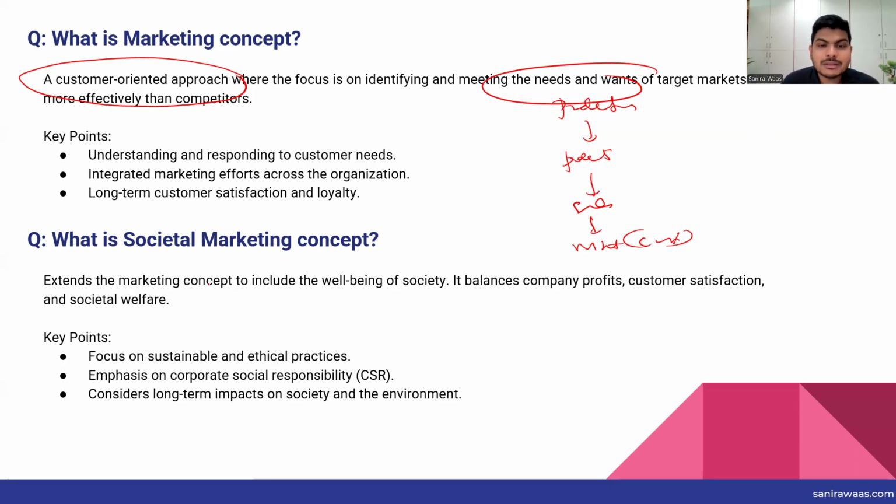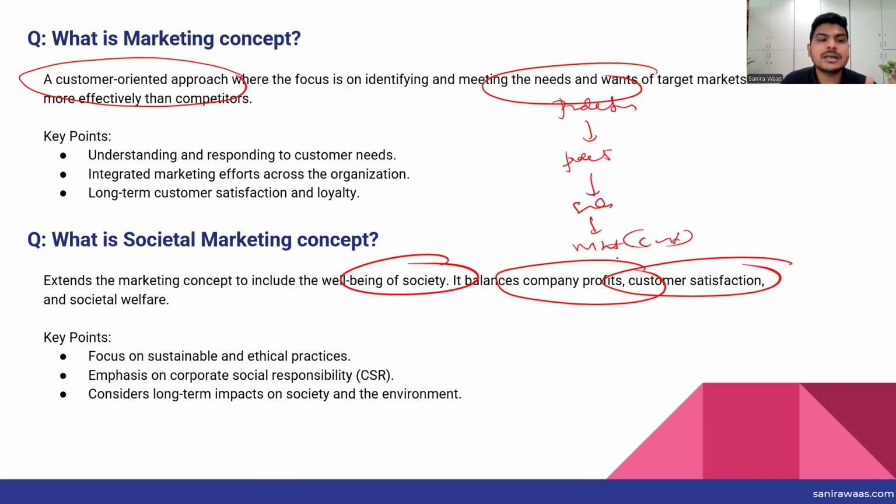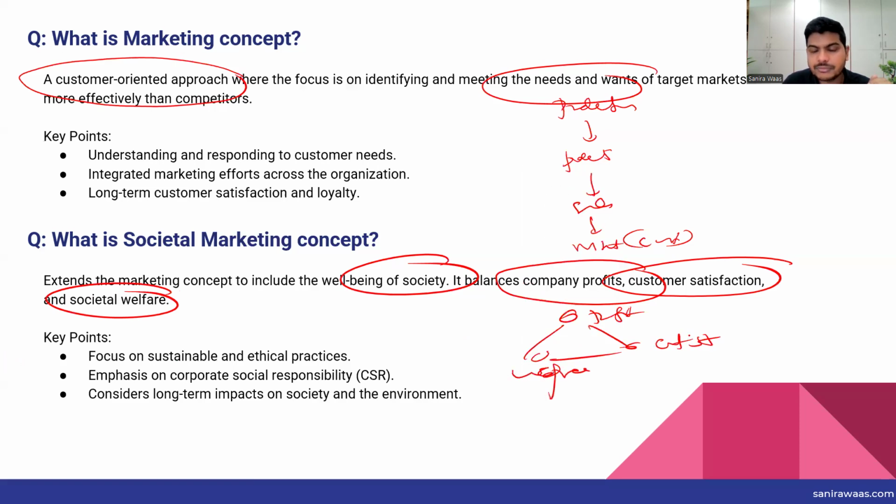Then the next one is the societal marketing concept. Now, more than just sticking to a customer, you are trying to evolve it to the society, the full society, and try to give customer satisfaction while making profits and while giving societal welfare. So you're trying to tap into three arms: profit, customer satisfaction, and also welfare, more CSR and all those things.